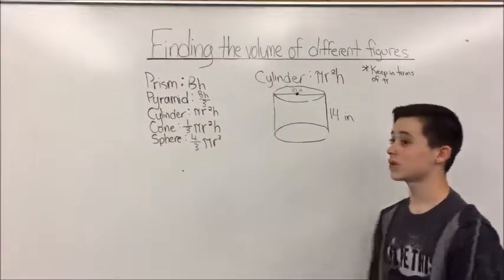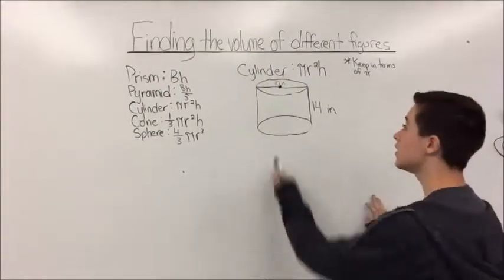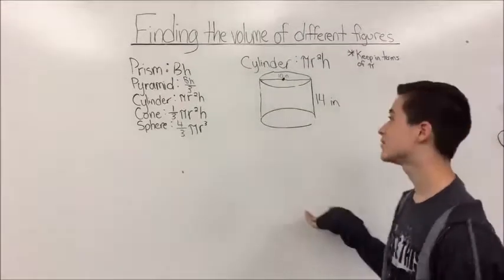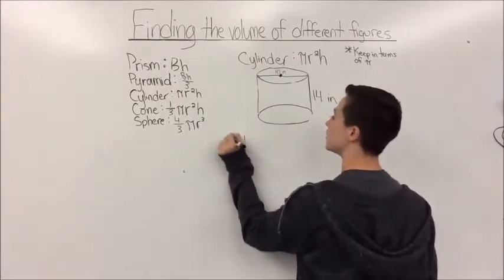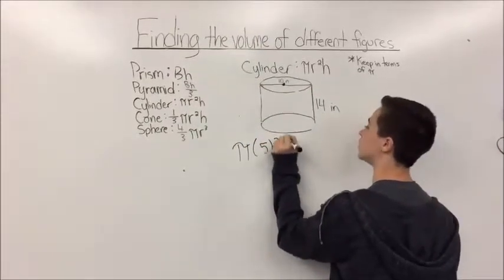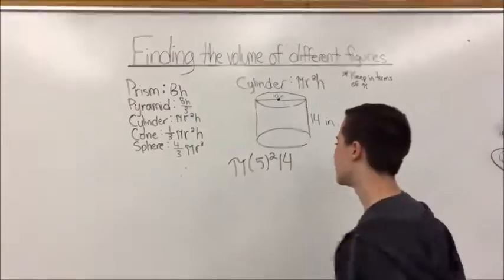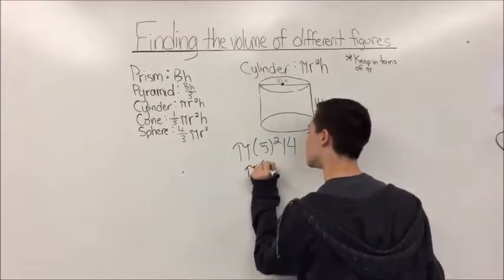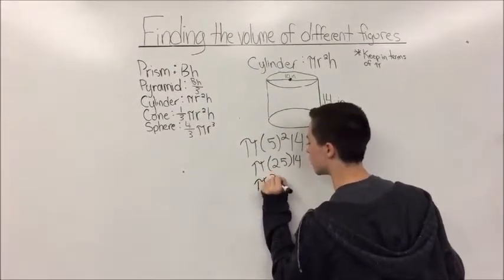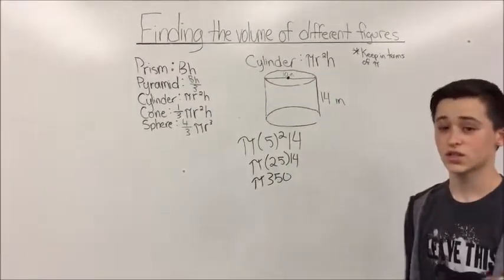The next figure we're going to be working with is a cylinder. And the equation for a cylinder is pi r squared h. In this equation, it only tells you the diameter, therefore you divide by 2 to find that your radius is 5. So, when you plug your numbers into this equation, it becomes pi, 5 squared, 14. And then you simply follow PEMDAS to find your answer. And of course, you always want to keep it in terms of pi and don't change it to 3.14.